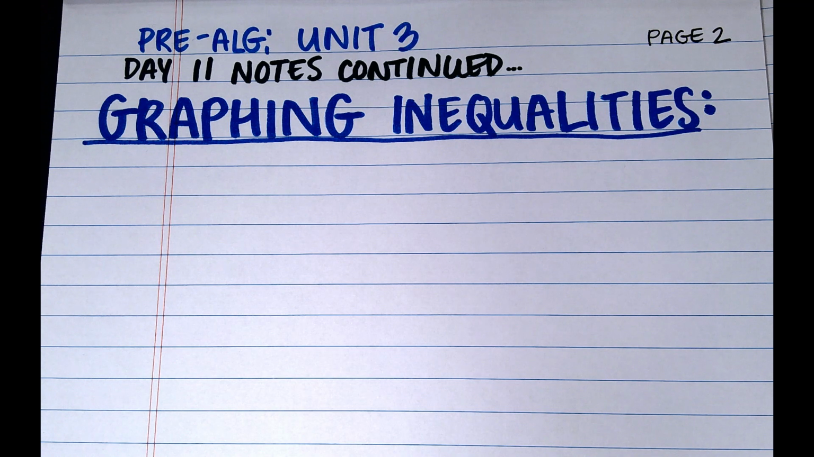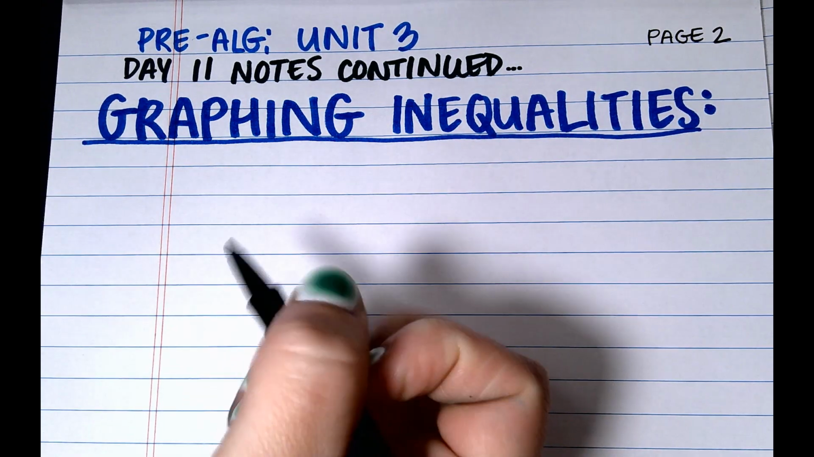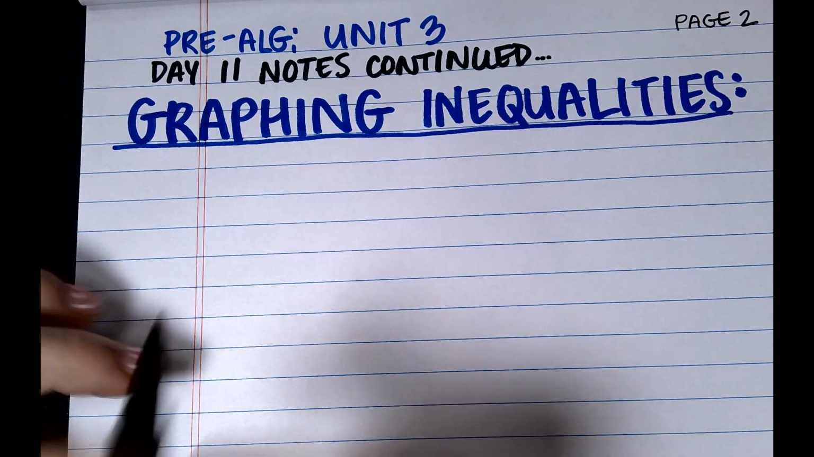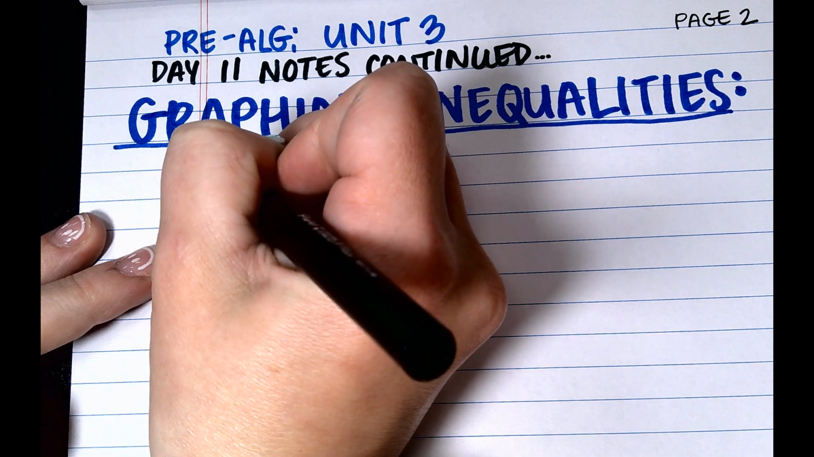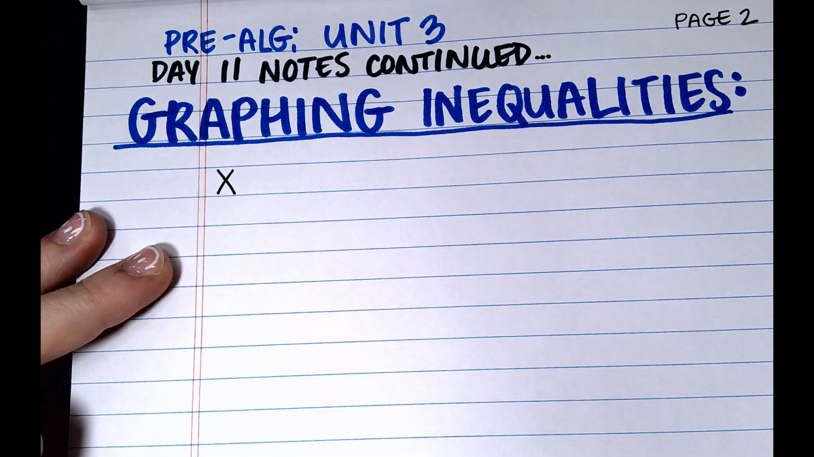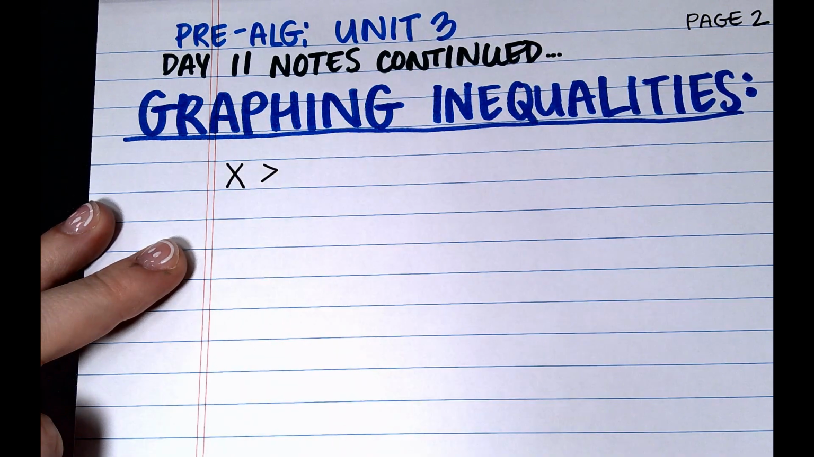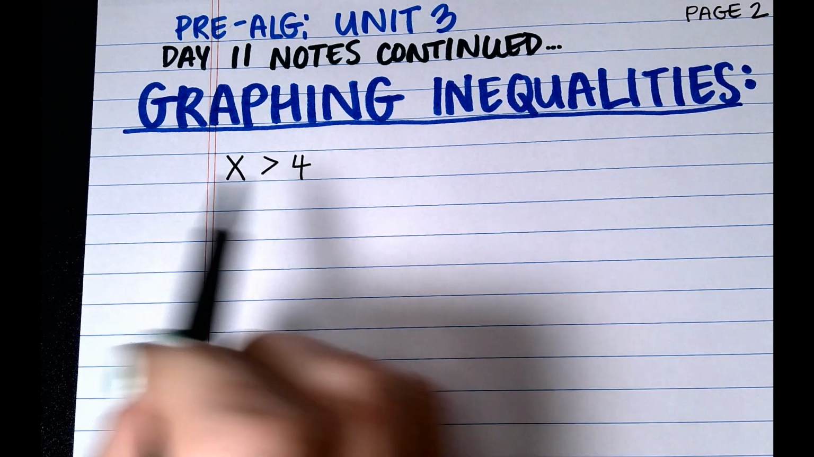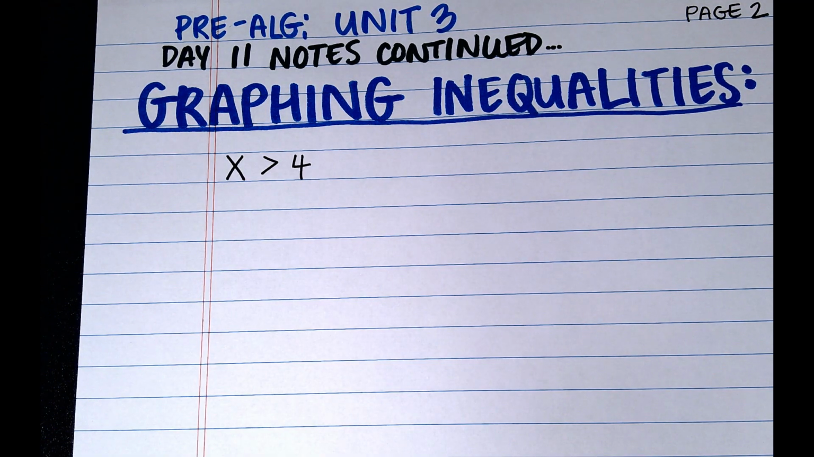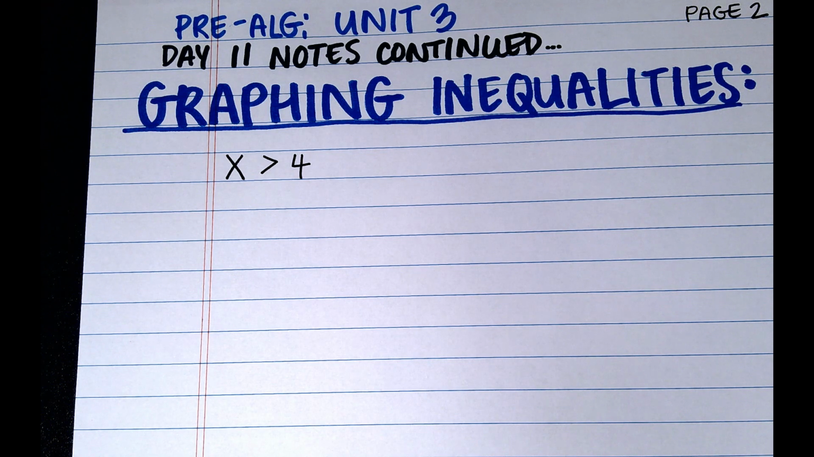Okay, so we are going to start with an example like this. I'm going to switch us to a different variable. Let's use x this time. I'm going to say x is greater than 4. So this is already solved. We already know that x can only be a number that is bigger than 4. So here's how we graph that.